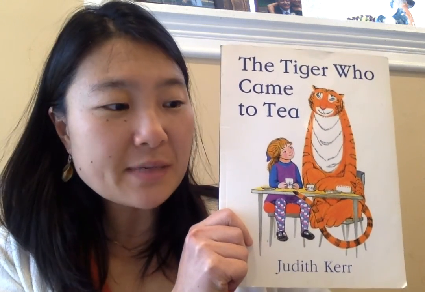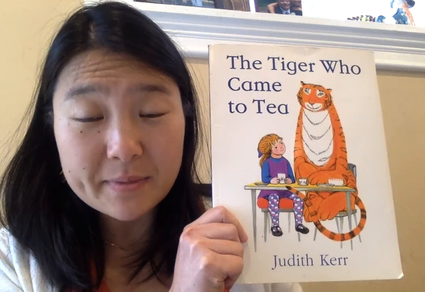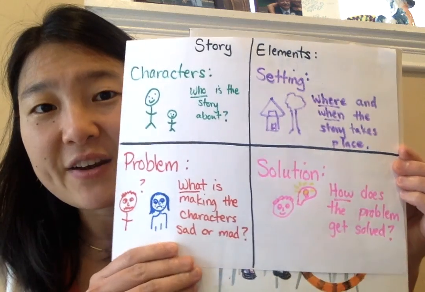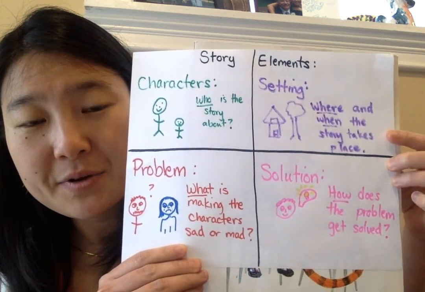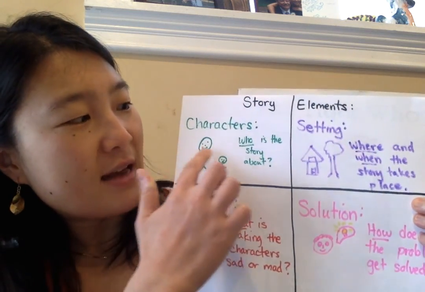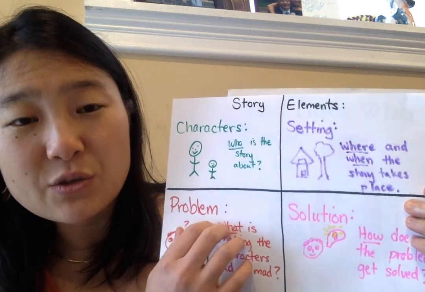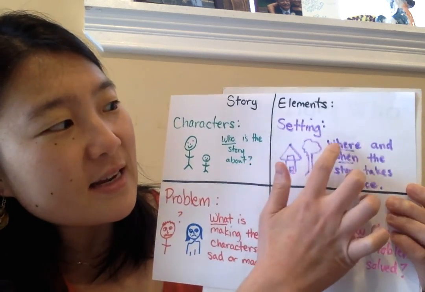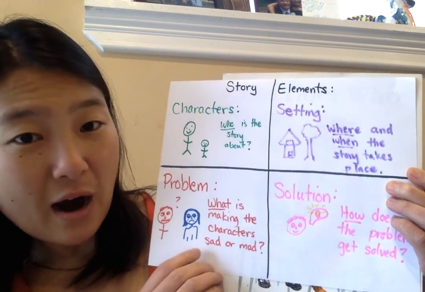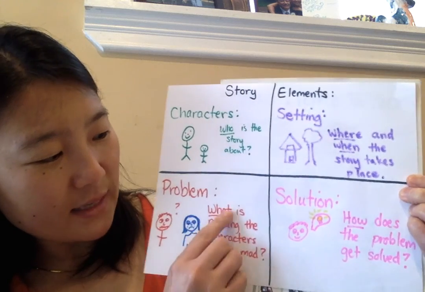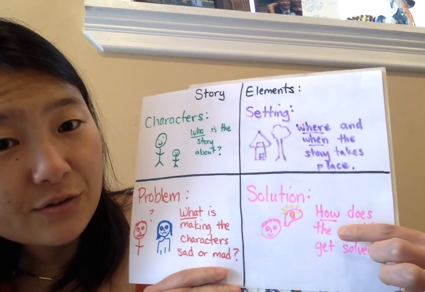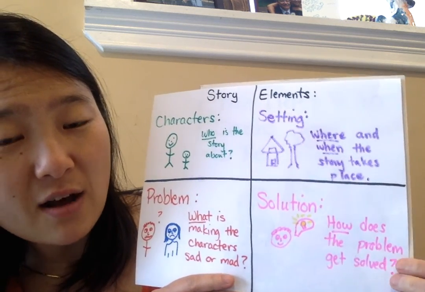So this week we're going to be reading and looking at the story elements of a fiction story. The story elements of a fiction story are characters, setting, problem, and solution. Characters answers the question of who is the story about? Setting answers the question of where and when the story takes place. The problem answers the question of what is making the characters sad or mad. And the solution answers the question of how does the problem get solved?